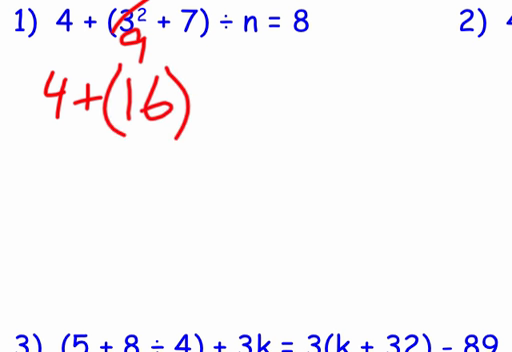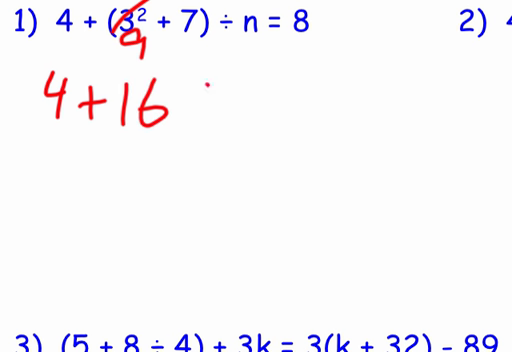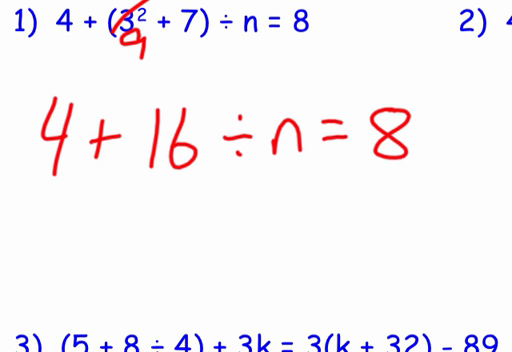Well, I don't need to keep it in parentheses anymore, right? Because I got that plus sign right there. So it's just plus 16. And I got to bring down my divided by n equals 8. Okay, once you get to this point, don't make the common mistake of adding 4 and 16 together. A lot of people want to add 4 and 16, but I can't do that because order of operations tells me I have to do 16 divided by n first.